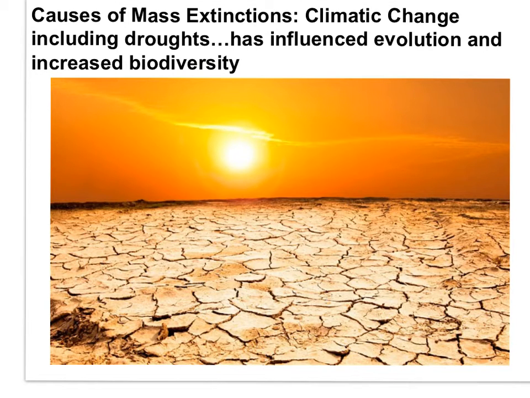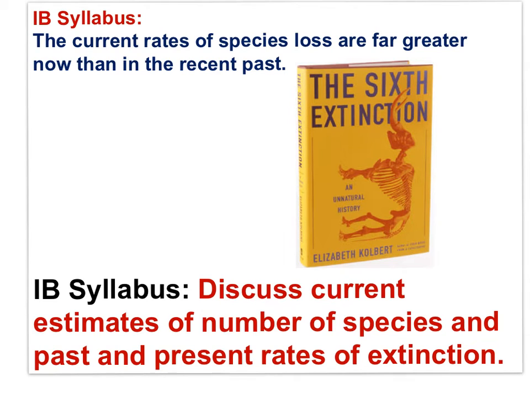Climatic change, including drought, has influenced evolution and increased biodiversity. Species must adapt to changing environments. Environmental change puts pressure on species to adapt. This results in speciation, the formation of new species. Evolution occurs. Interestingly enough, humans are changing the environment, but we're changing the environment so fast that the rate of extinction is greater than the rate of speciation.